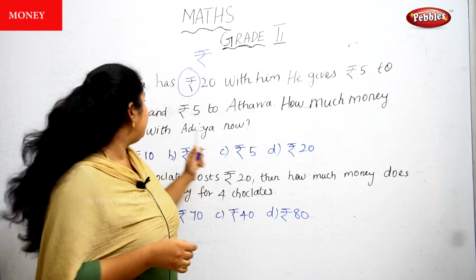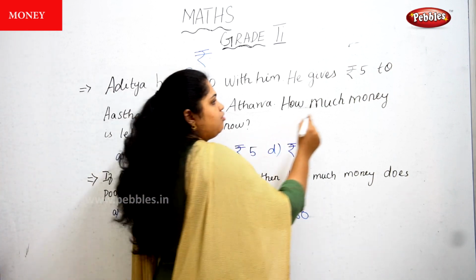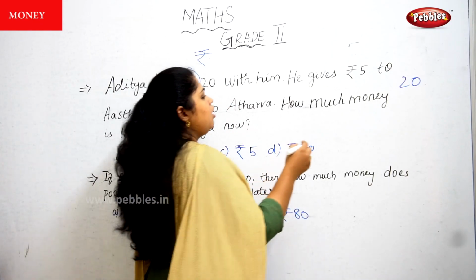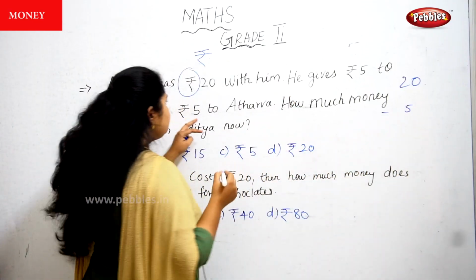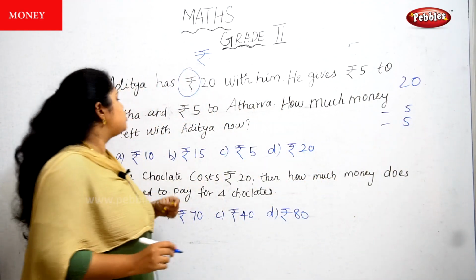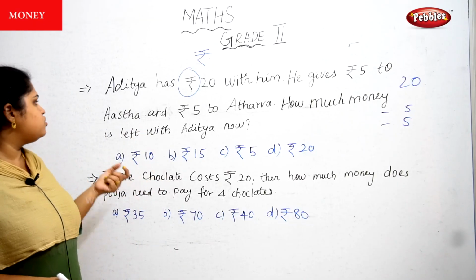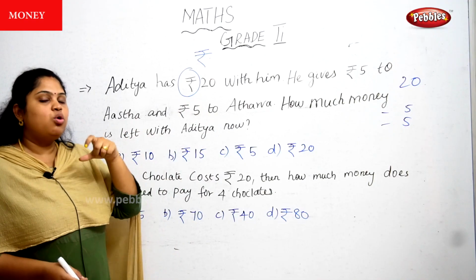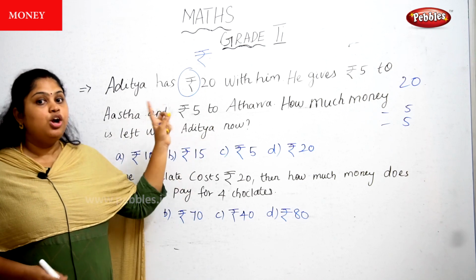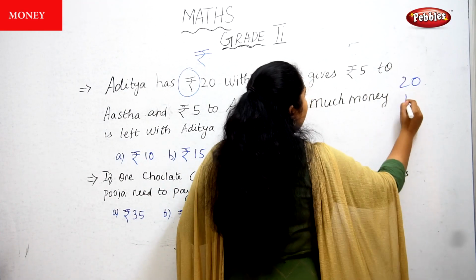He gives 5 rupees to Asta. How much money does Aditya have? 20 rupees. He gives 5 rupees to Asta and 5 rupees to Adarva. How much money is left with Aditya now? From 20 rupees, he gave 5 to Asta and 5 to Adarva. So totally how many rupees did he give? One 5 for Asta, one 5 for Adarva. Two 5s, isn't it? When put together, what is the number? 10, isn't it? So he gave 10 rupees.